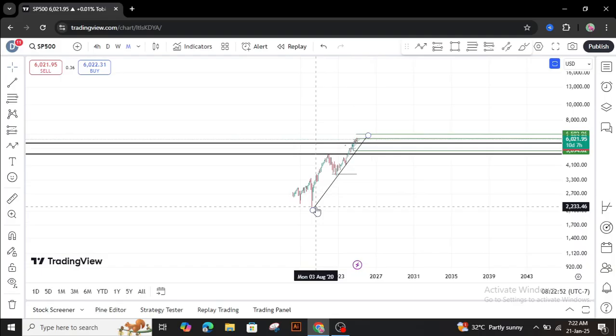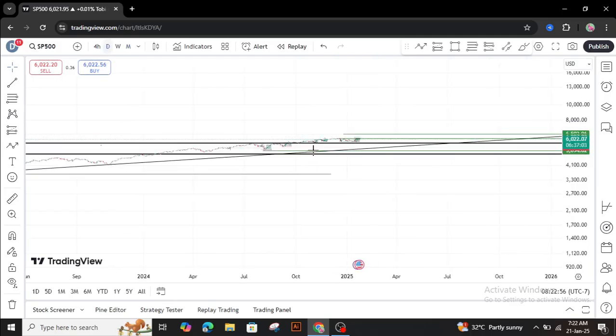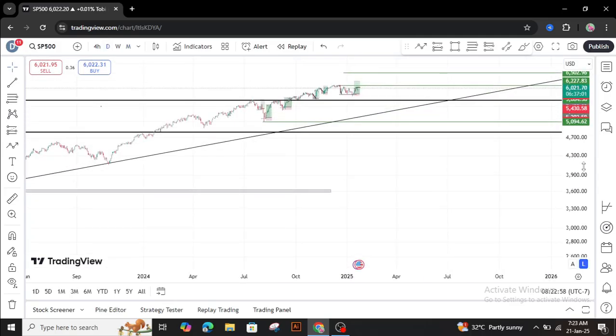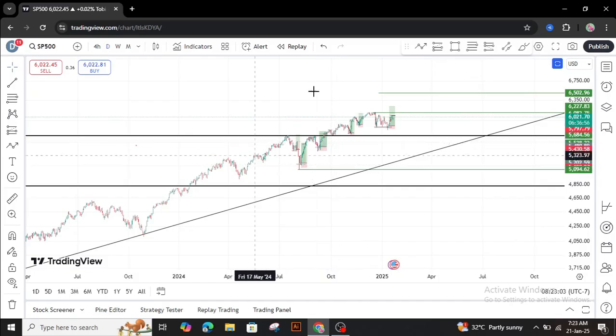So in that case, I want to be looking for buy opportunities in this market. So I therefore come to the daily time frame. When you come to the daily time frame, what do you see? Okay, this is what you see on the daily time frame. When you see this, what you just want to be looking for is retracement.